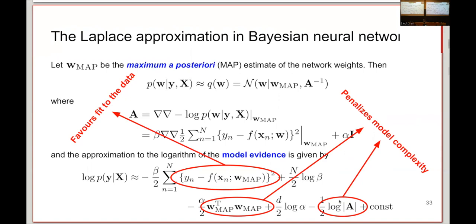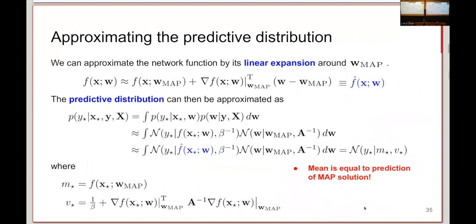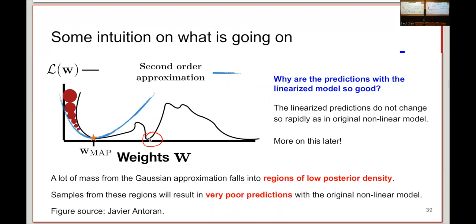If you have something that fits the data quite well and the fit is in a broad region, it's more likely that it also works well at test time. Maybe in this plot, for example, if you change the weights a bit, then you move into regions that are not so good. But here you have more flexibility. So when you optimize the marginal likelihood with respect to alpha, you will try to find solutions that are more like this than this one.